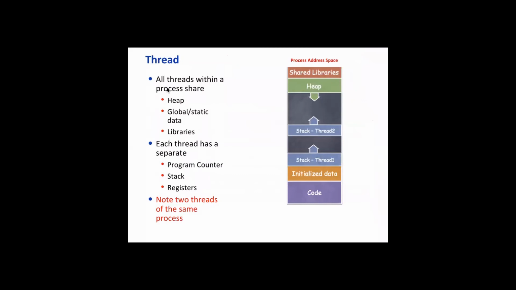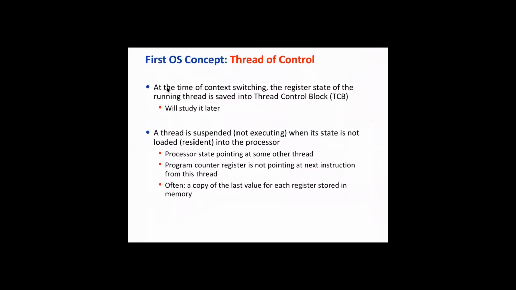Any questions? Then this point also we have studied: at the point of context switching, the register state of the running thread is saved in the thread control block. When a thread is suspended, assume the thread is running and then it has to be moved out because something else has to come in. Then its state is not loaded into the processor, so it's saved somewhere, that's in the TCB.